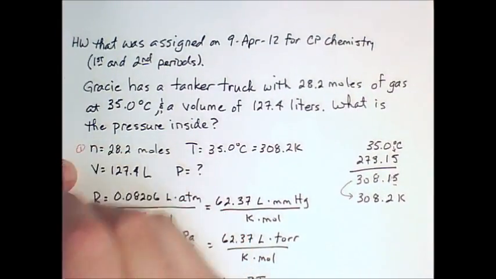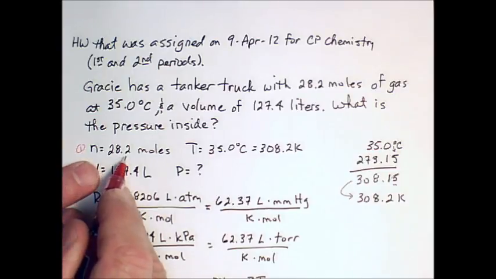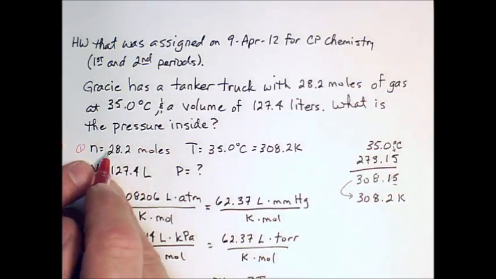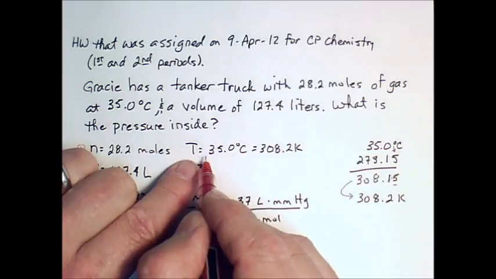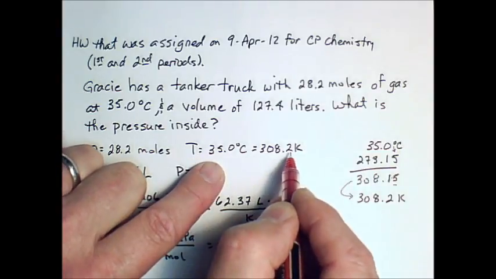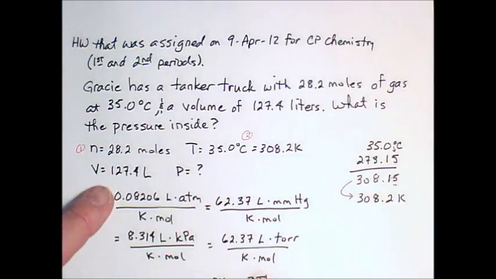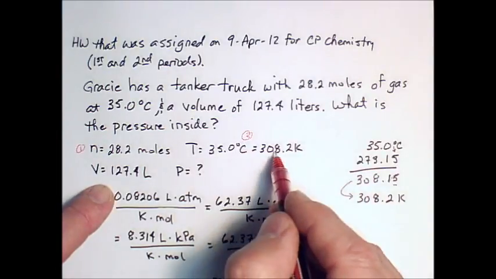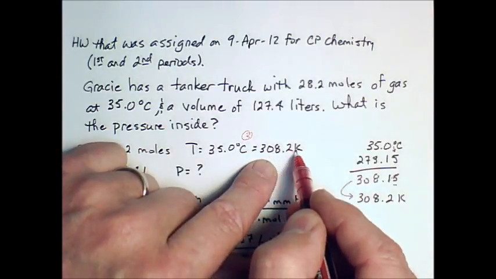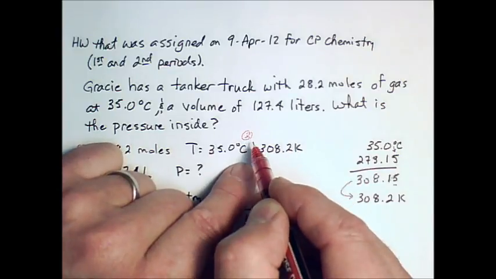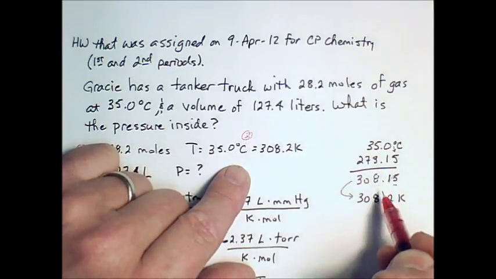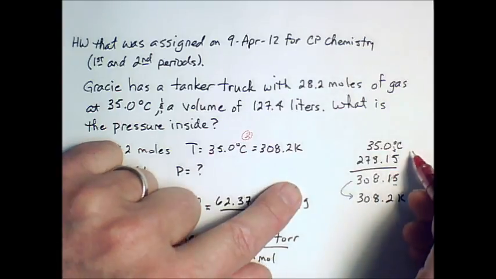N is worth a point. Having N equals 2.8 or 28.2 moles, that's all worth a point. The temperature, where we're showing that we've converted to Kelvin, that's worth 2 points. If they don't show both temperatures here and they just show 308.2 K, you can give them the 2 points because obviously you had to do the addition over here to get to that. But this is worth 2 points.